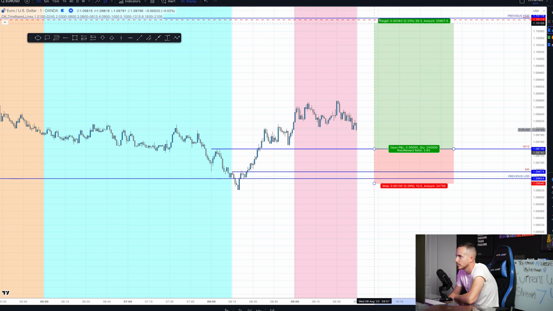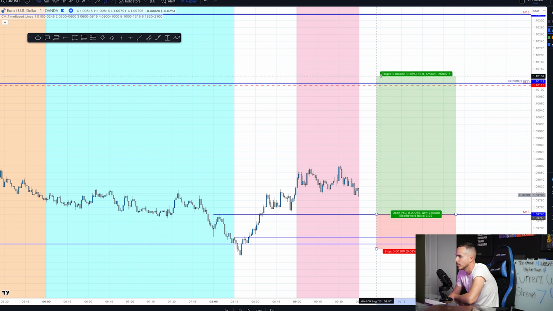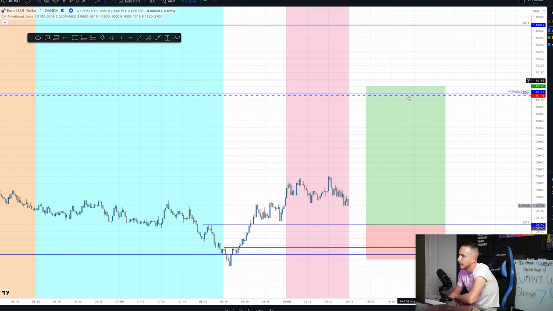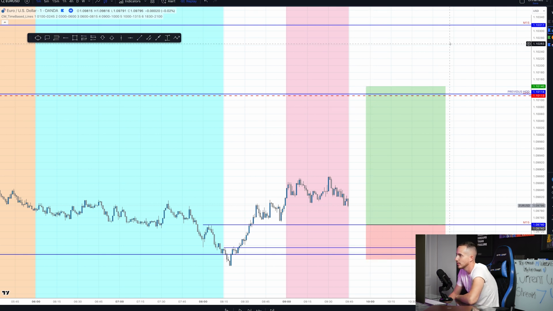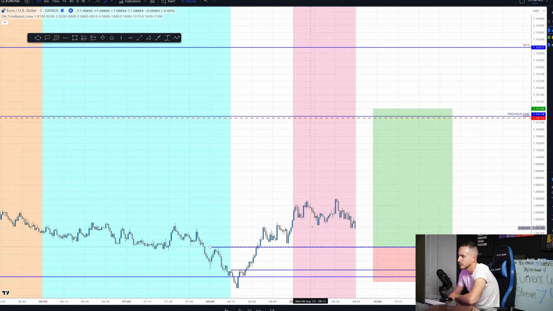And this was our target right here. Let me move this up a little bit right here. So the final take profit was right around the previous high and high of day. But the main target that I told everyone that the price was heading to was this area of M15 supply that created the push to the downside.